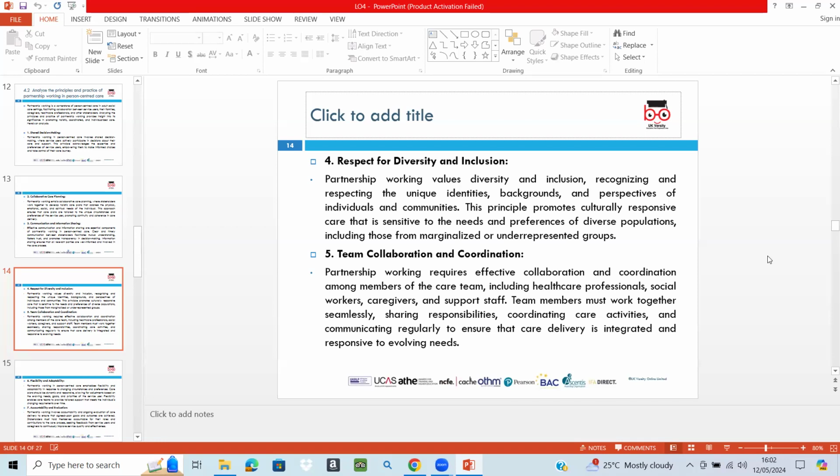By fostering a culture of collaboration and teamwork, partnership working enhances the quality and continuity of care provided to the individual, promoting positive outcomes and improved well-being for everyone.